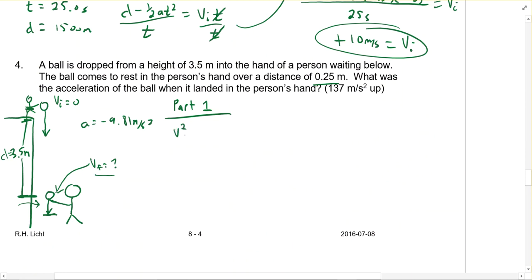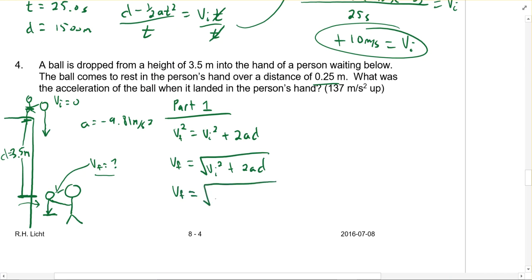So let's do that. I'm going to have VF squared is equal to VI squared plus 2AD. Now it's really the only thing I got to do here is take the square root of both sides because I don't want VF squared, I want VF. So VF is going to be equal to the square root of VI squared plus 2AD. VI was 0, right? So 0 squared, which is just 0, plus 2 times negative 9.81 times a distance of 3.5 meters.